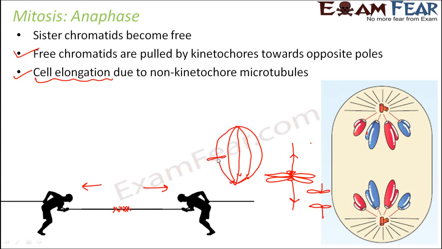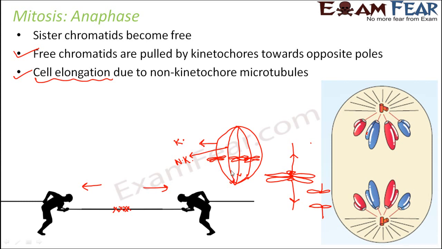Let us suppose there is a chromosome here, there is a chromosome here, there is a chromosome here. So if you look at this spindle fiber, it is not attached to any kinetochore. So this one is known as kinetochore spindle fiber and this one is known as non-kinetochore spindle fiber. There will be a few fibers which will not be connected to any of the kinetochores. So what will happen to those fibers? Because of the presence of those fibers, the kinetochore spindle fibers will separate the sister chromatids and try to pull them towards opposite poles.